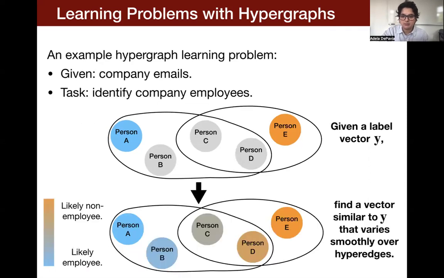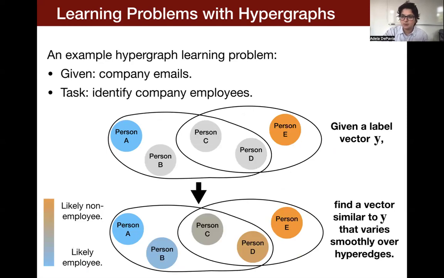So to restate this problem, we've been given a label vector y, which represents whether or not somebody is known to be a company employee. And we want to find a vector that is similar to y, but varies smoothly over the hyperedges. And the reason for this is because we have a belief that company employees are more likely to be on emails with other company employees.